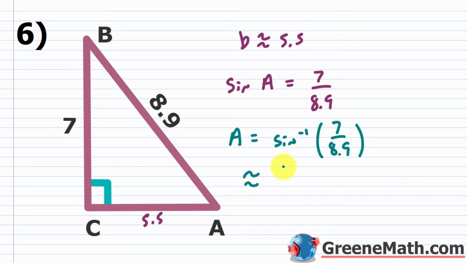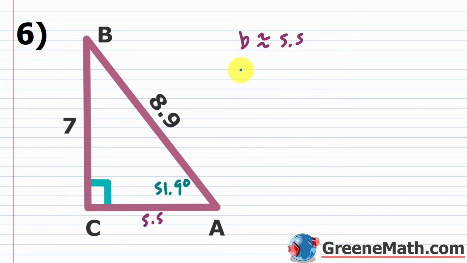So let's say that this is 51.9 degrees. Let me get rid of this. And I'll just say that the measure of this angle A is about 51.9 degrees. Now, for this one, again, you could just go 90 degrees minus 51.9 degrees if you wanted to, and that's going to give you 38.1 degrees. But let's see if we can get a little bit more practice and do it a different way.